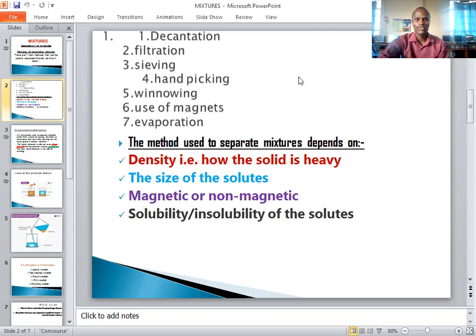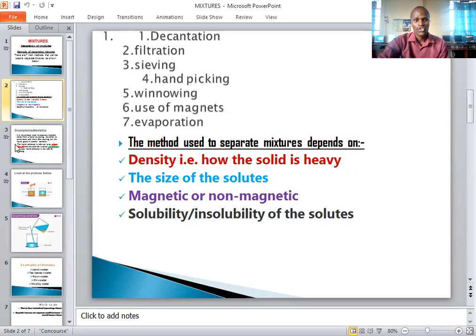Now, the method that we use to separate mixtures is determined by other factors. Number 1, the factors that determine the method to be used to separate mixtures. 1, we have density, that is the heaviness of a solid. Number 2, we have the size of the solutes. We have other solids that are magnetic. Magnetic means they are able to be attracted by a magnet. Then we have non-magnetic solids that cannot be attracted by the magnet.